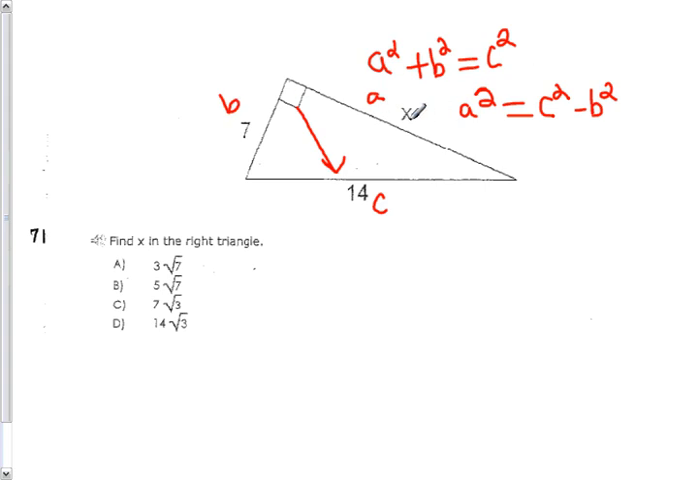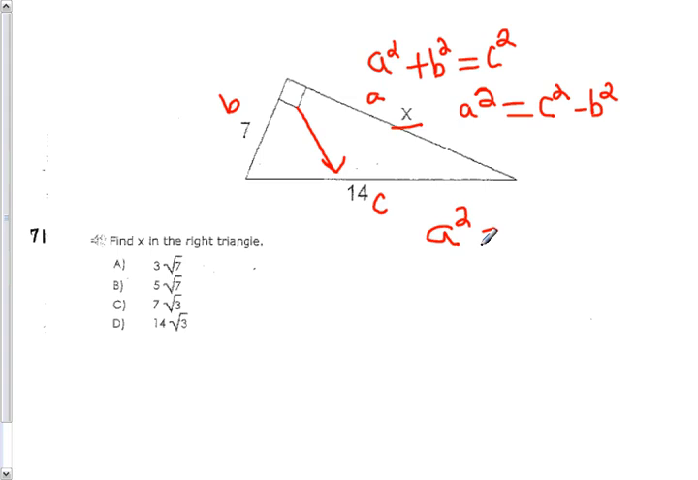Or if you're trying to solve for a missing leg, which we're trying to do in this case, X is a leg, we can just say that A squared, that leg, equals the hypotenuse squared minus the other leg squared. So this is just algebraic manipulation of the same Pythagorean theorem formula. So we can attack this problem first by using the Pythagorean theorem. So let's try to go through it quickly here.